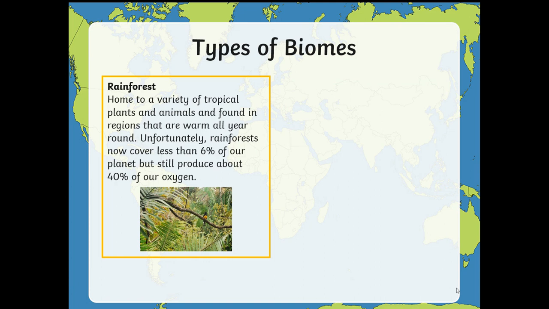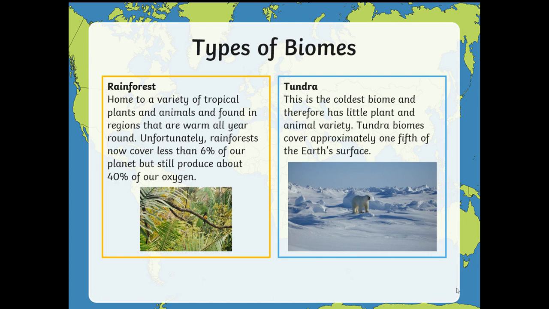And then we have the rainforest, which we'll be learning a little bit more about shortly. So this is home to a variety of tropical plants and animals, and found in regions that are warm all year round. Unfortunately, rainforests now cover less than 6% of our planet, but still produce about 40% of our oxygen. And do you know why rainforests cover less of the Earth's surface than they did previously? Well, that's because they are being cut down, aren't they? That's for the timber and for various other reasons.